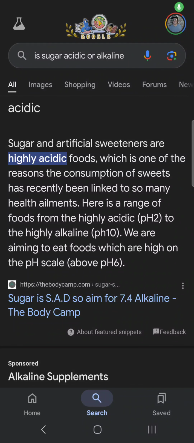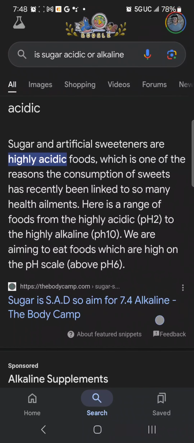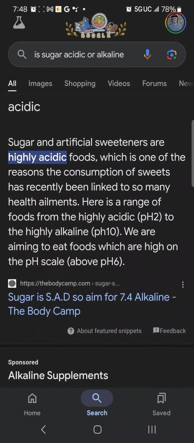Let's make a video about sugar. Is sugar acidic or alkaline? If you don't know what those things are, it's on a pH scale. pH scale: alkaline, good; acidic, bad.